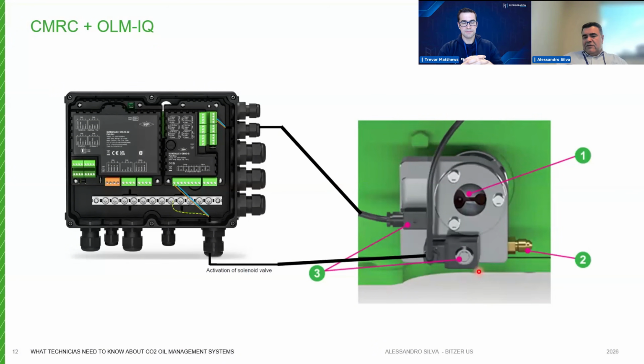Today in the market, we have different oil level controller brands that can be used with our compressors, but the only problem is we do not have the communication like we have with the OLM IQ. So using the OLM IQ oil level management, it is possible to control or know everything that's going on.